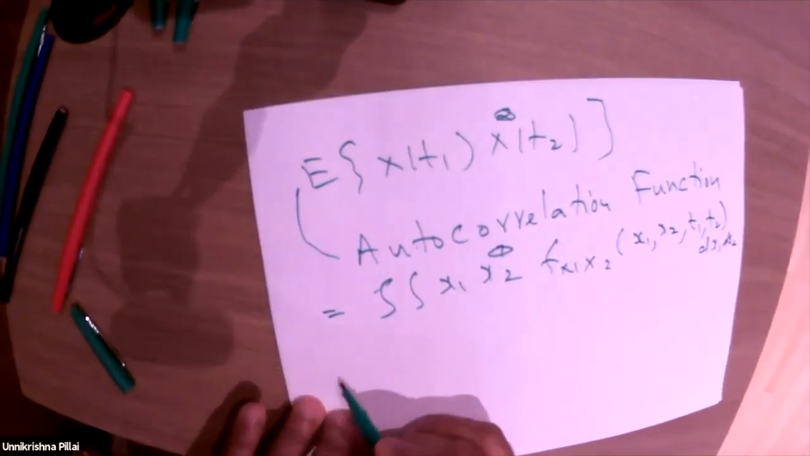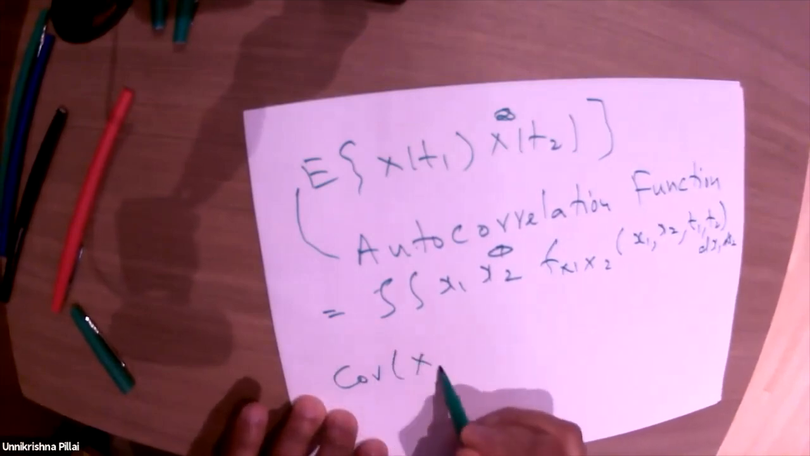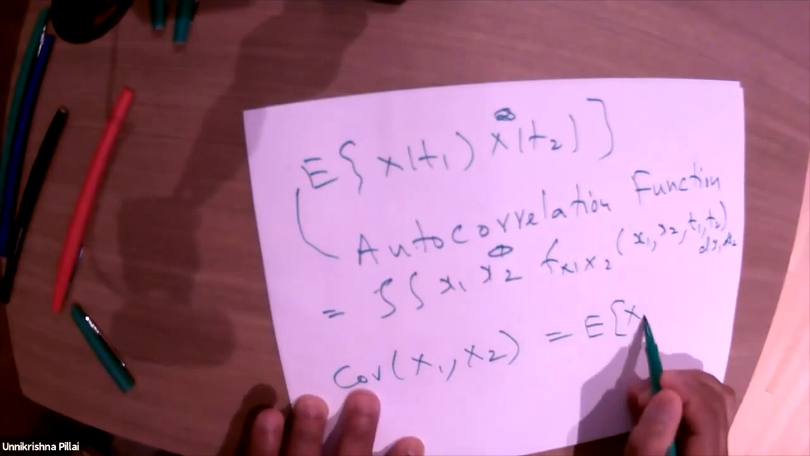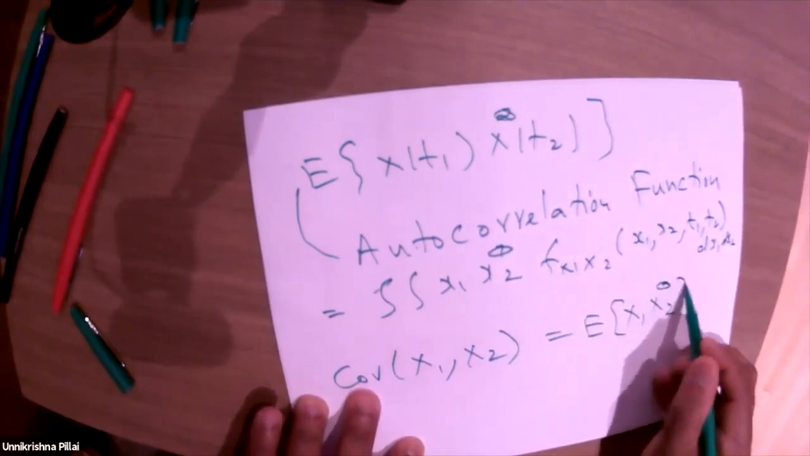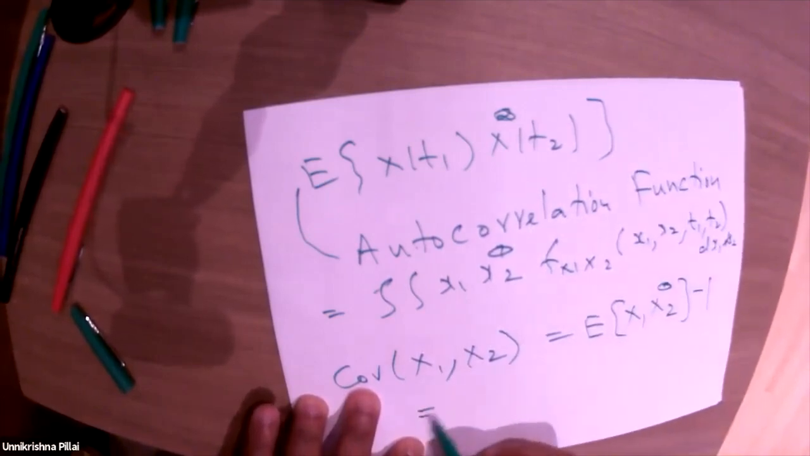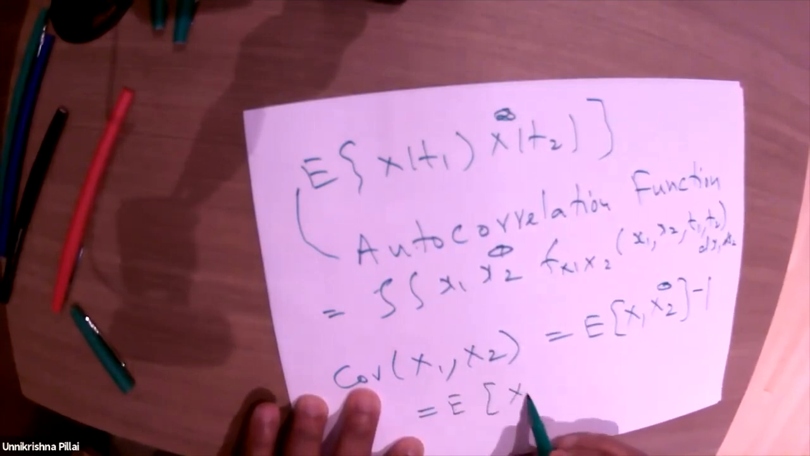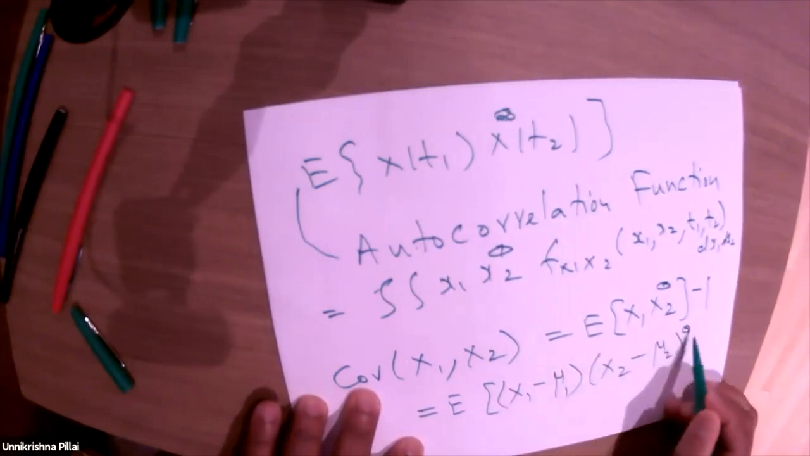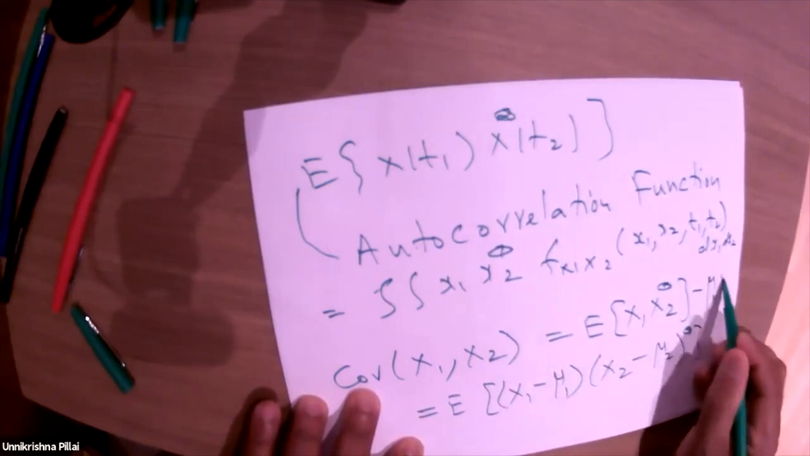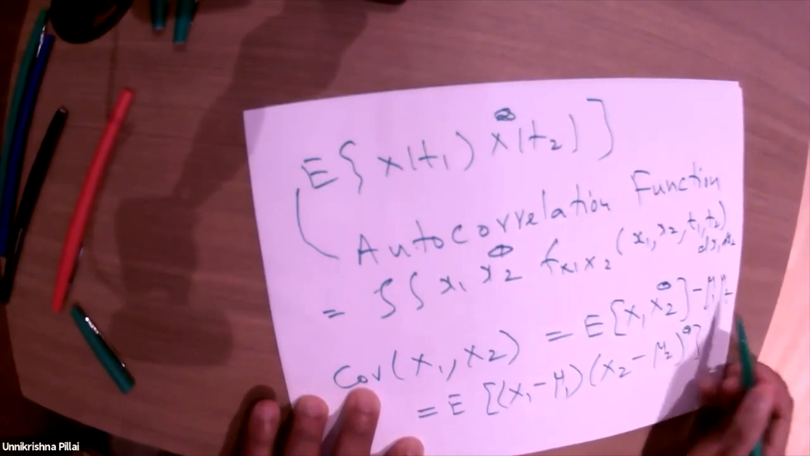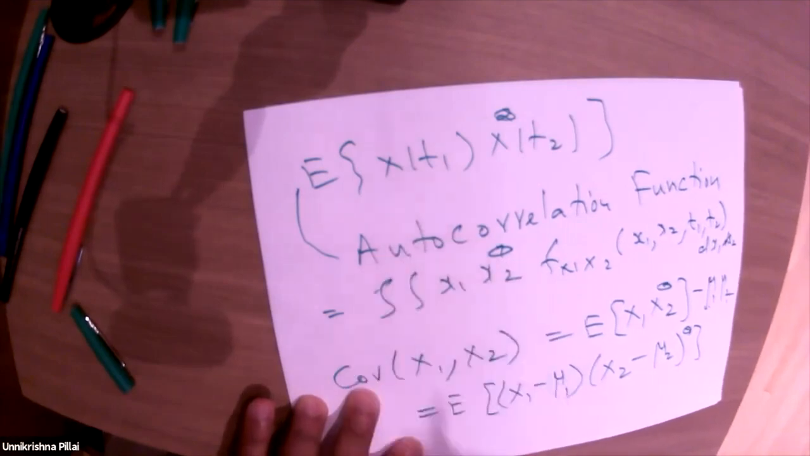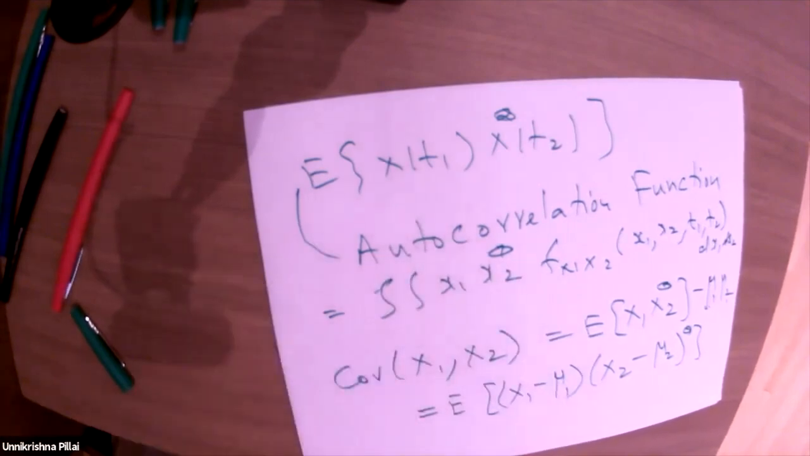You may say, previously I was dealing with the covariance of x1, x2. Covariance is, remember, the expected value of x1 minus its mean, multiplied by x2 minus its mean, star. If you expand this, you will get this function. We know the means, so whether we subtract them or not, you can see the relation between covariance and correlation.